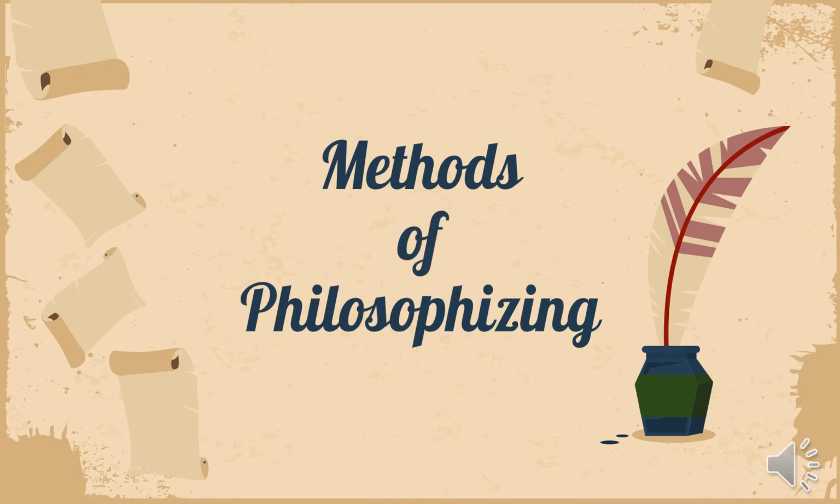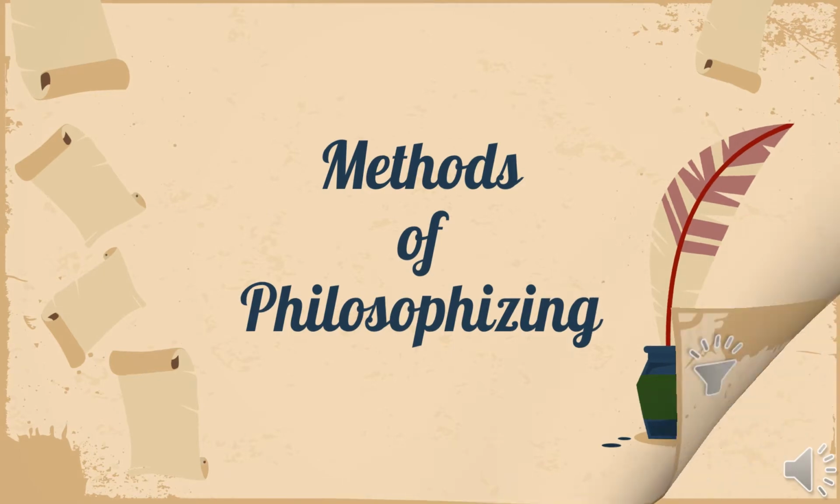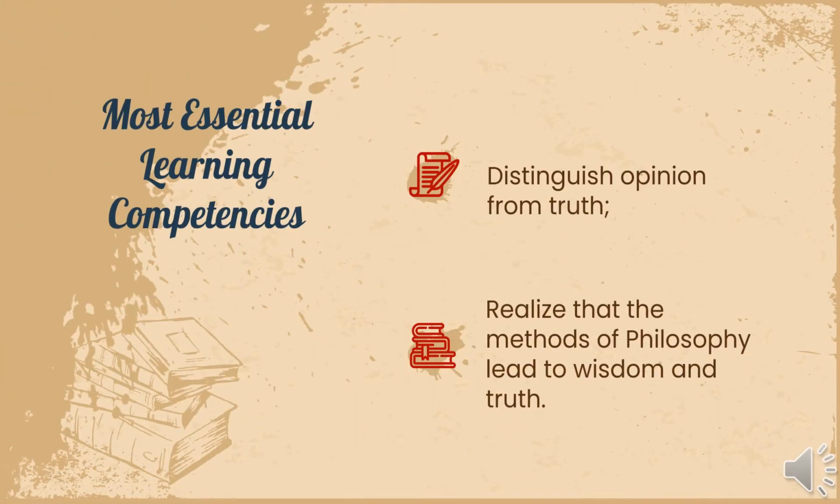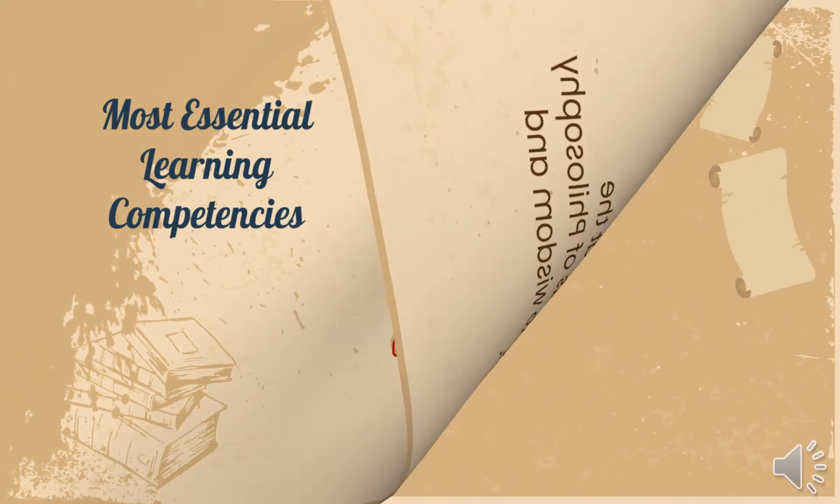For today's presentation is the continuation about methods of philosophizing, which is lesson number 2, different fallacies. For the most essential learning competencies, it is to distinguish opinion from truth, and realize that the methods of philosophy lead to wisdom and truth.